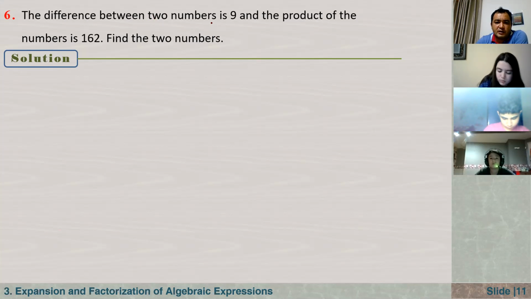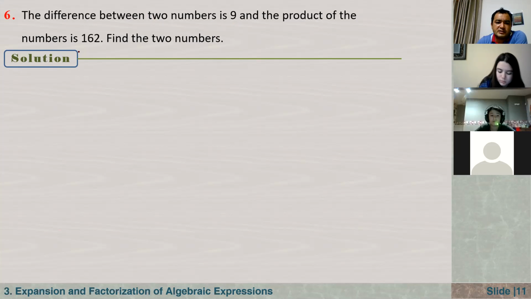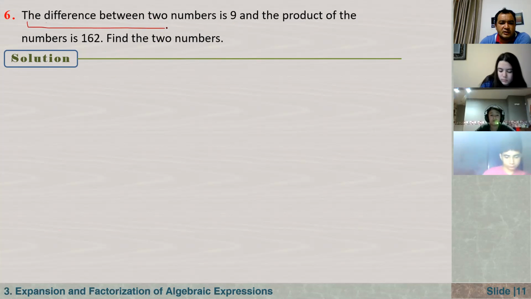The difference between two numbers is 9, and the product of the numbers is 162. Find the two numbers. Imran, how would you introduce your variables? How would you translate that into a mathematical expression? The difference between two numbers is 9 and the product of the numbers is 162. So if the first number is, let's say, x, what is the second number?